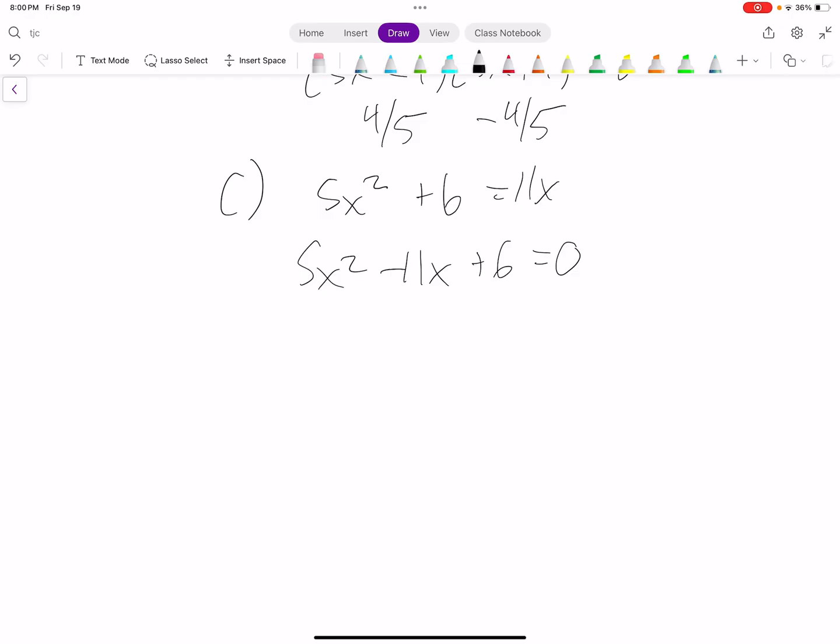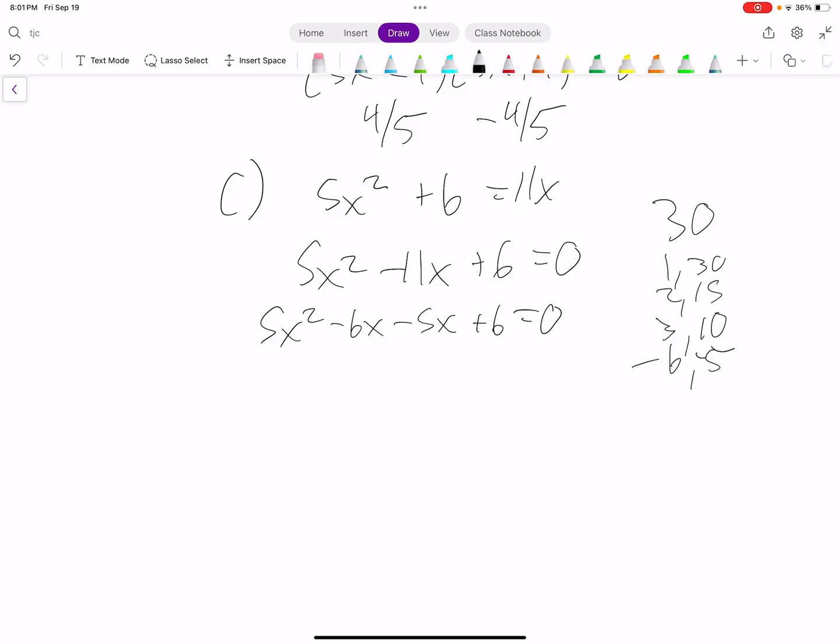5 times 6 is 30, so I'm looking for two factors of 30 to add to 11. Well, the factors of 30 are 1 and 30, 2 and 15, 3 and 10, and 6 and 5. Well, 6 and 5 add to 11, and since it's a negative 11, they both have to be negative. So then we're going to replace the middle number with minus 6x minus 5x plus 6 equals 0. I haven't changed anything because negative 6x minus 5x is negative 11.